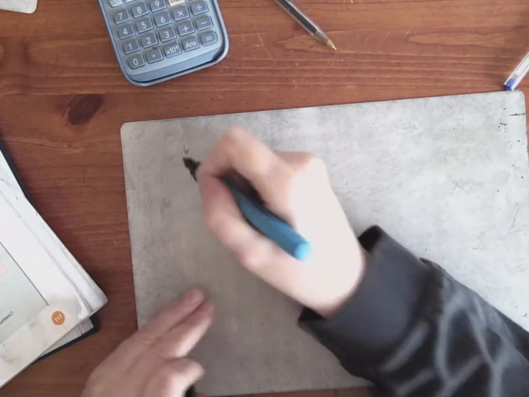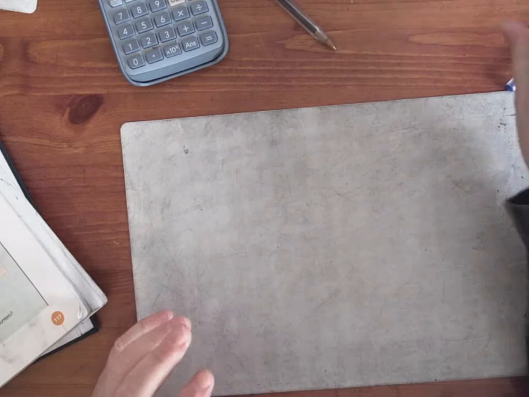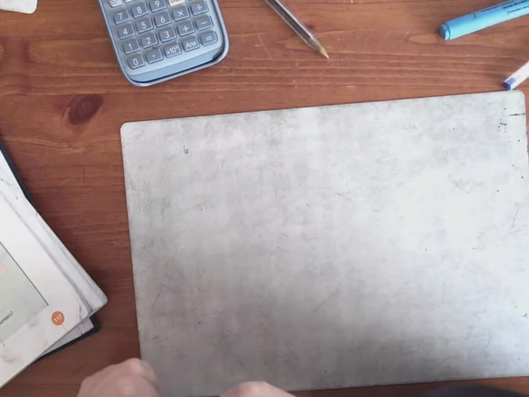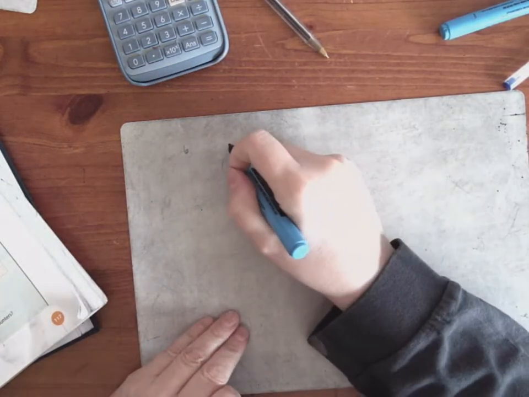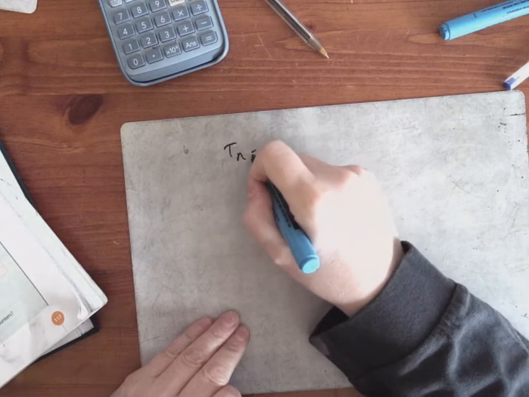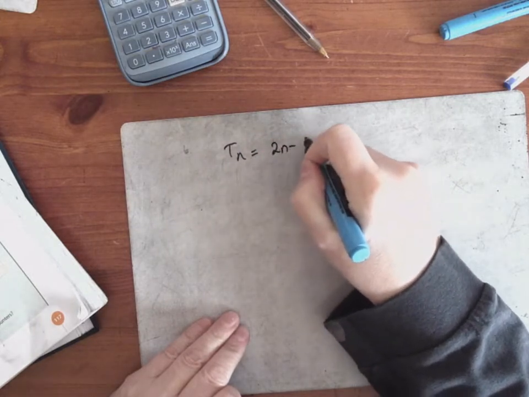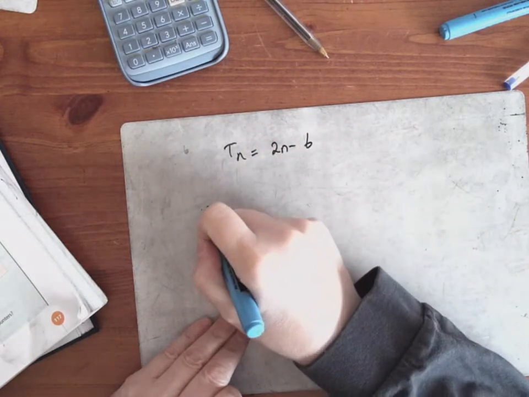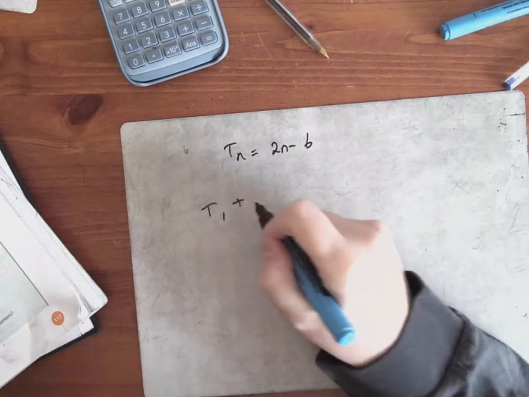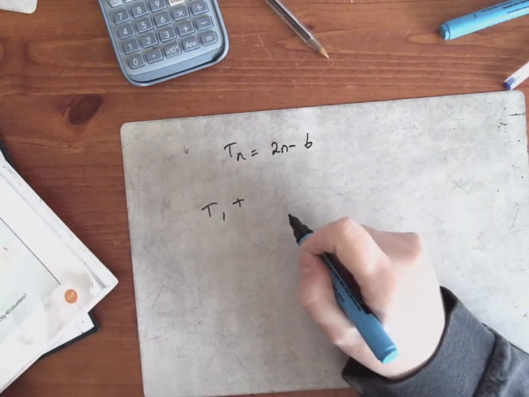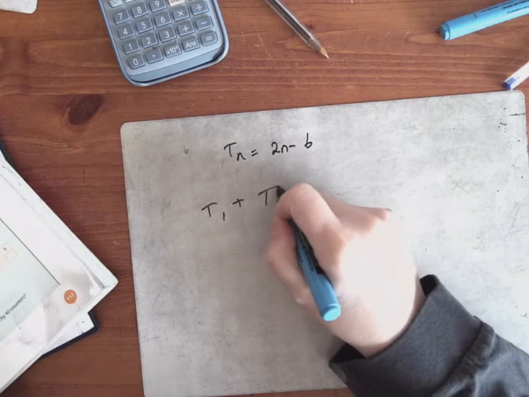So number 6. Tn is 2n minus 6. Show that T1 plus T5 equals 0.